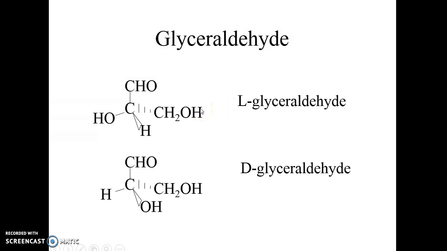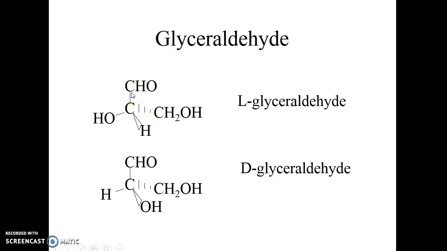So where do D and L come from? D and L come from dextrorotary and levorotary. If I look at the dextrorotary glyceraldehyde, it has this structure. And if I look at the levorotary glyceraldehyde, it has this structure. All of the monosaccharides are based on looking at these two structures.